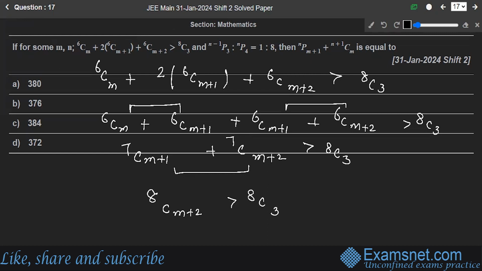Looking at that, the only possible value for m: since m plus 2 is greater than 3, m can be equal to 2. M plus 2 is greater than 3. So, m can be equal to 2 over here. Right, I got the value for m.